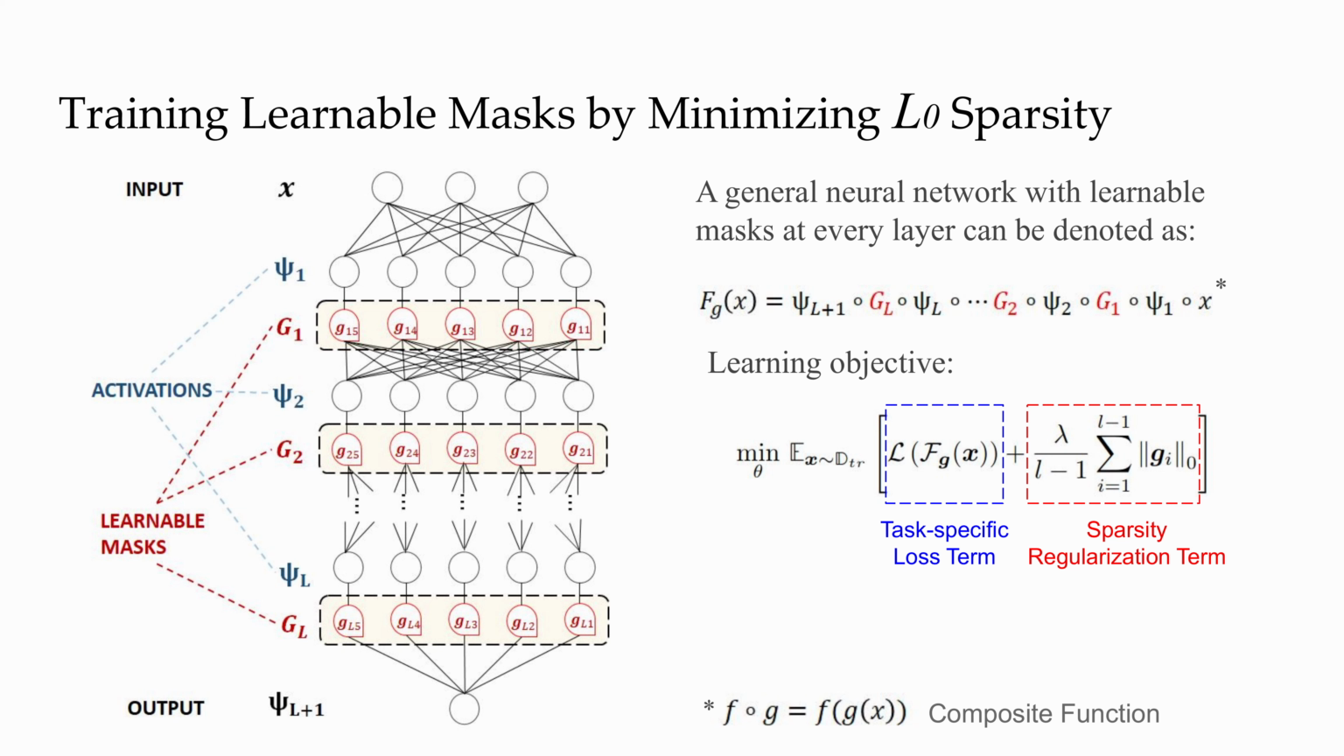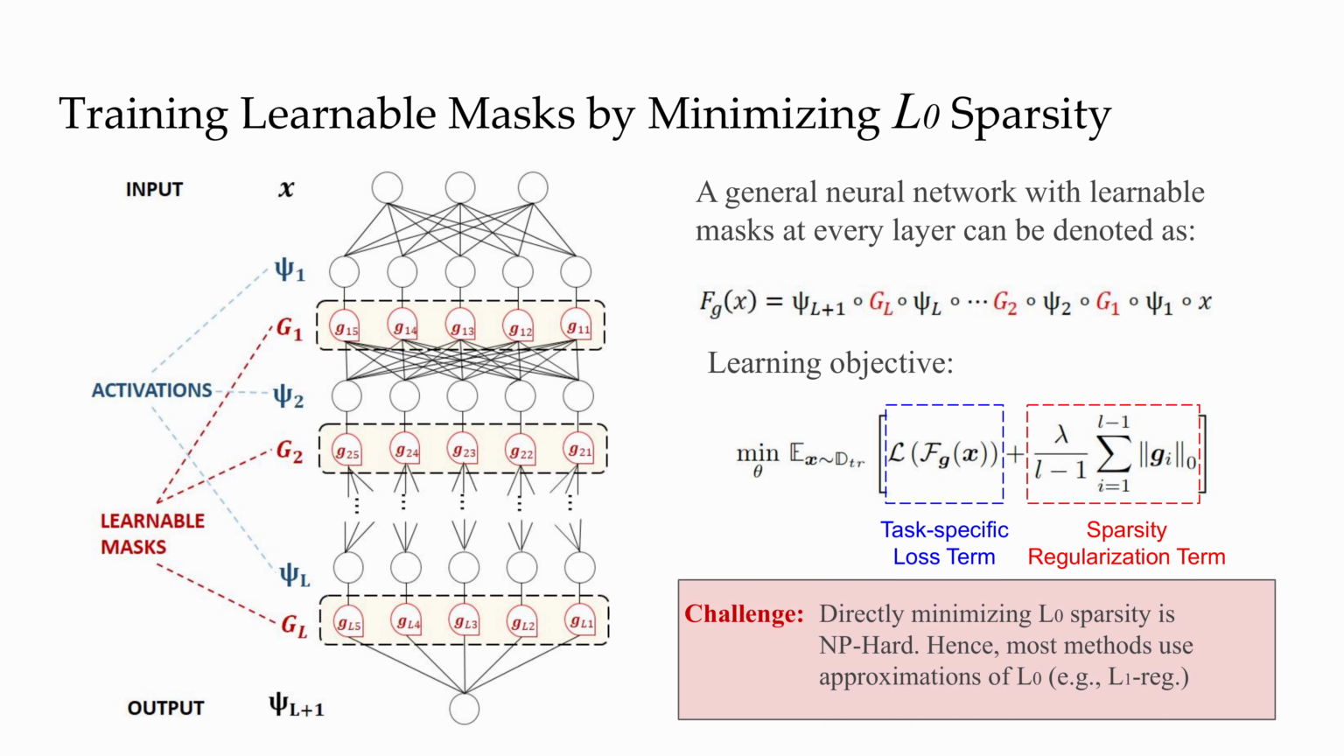The learning objective of structured pruning by masking then involves minimizing 2 terms. The first term is the task-specific loss, while the second term is the L0-based sparsity regularization term that ensures that the learnable mask at every layer g of i has fewer non-zero values. We are specifically interested in enforcing L0 sparsity over the mask values.